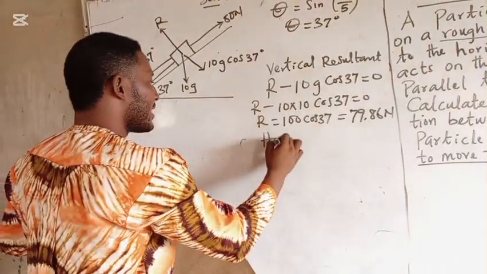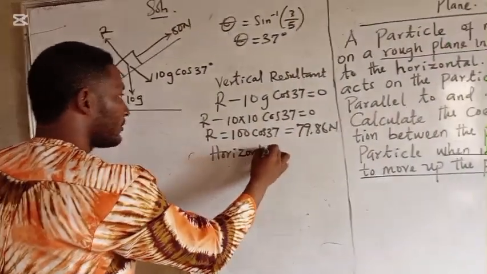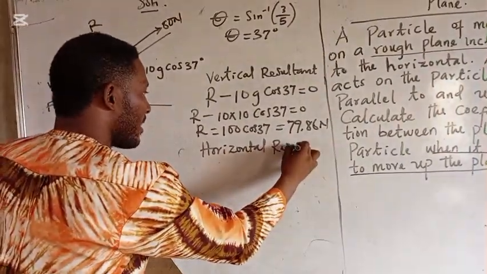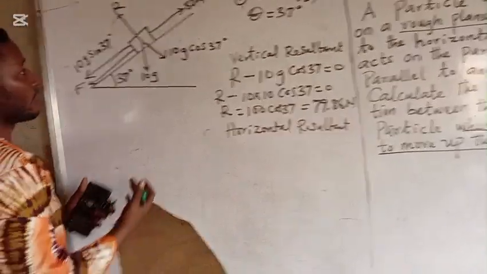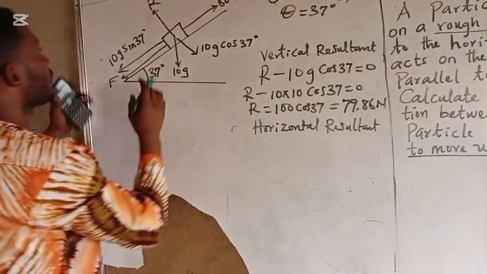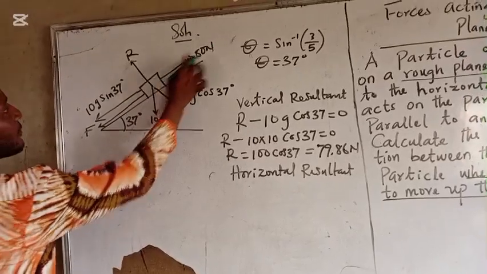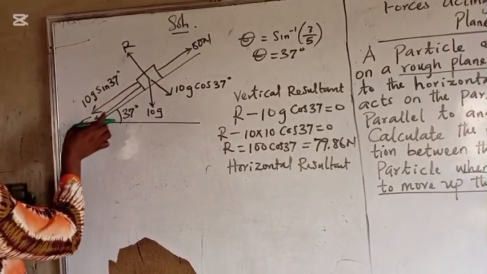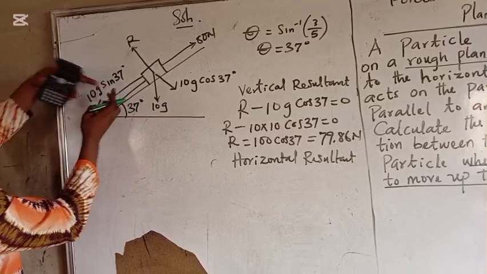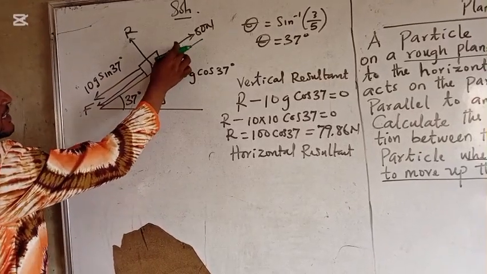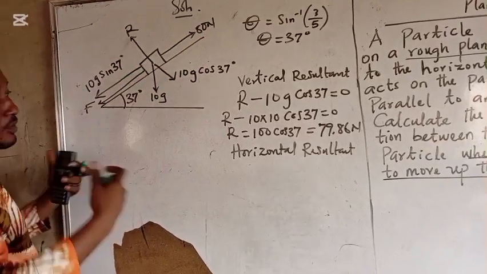Now, we need to consider the horizontal forces. Horizontally, what are we going to get? The horizontal resultant. Remember, at equilibrium, the net force equals 0. The sum of the net forces equals 0. So what do we need to do here? We're going to consider this force and these other forces here. Since these two are acting in the same direction, we add these two, then we subtract this, since this is acting in opposite direction to it, and that equals 0.